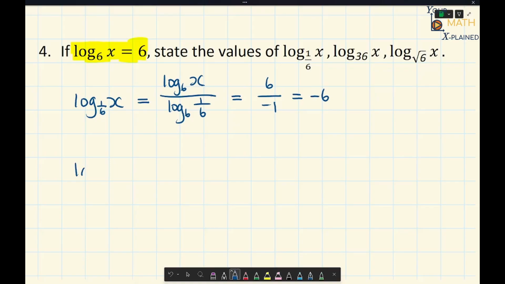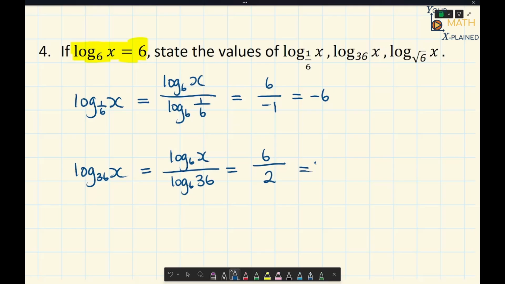The second expression is log base 36 of x. We're going to do the same thing. We want to use change of base and use base 6. So this is going to be log base 6 of x over log base 6 of 36. Again, our top is just equal to 6. And then our bottom is going to be equal to 2 because 6 to the power of 2 is 36. So our answer here is equal to 3.